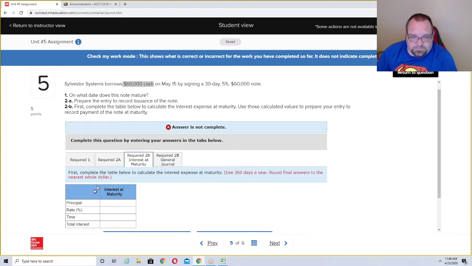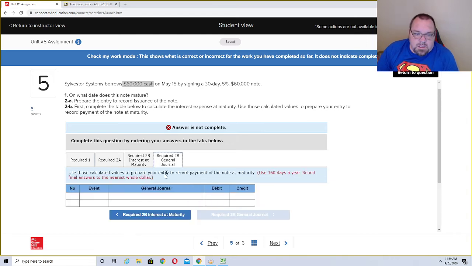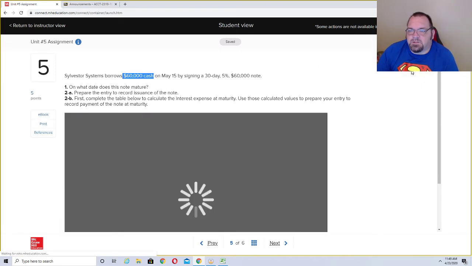Figure out that. You can figure out the maturity date by doing some date math in Excel. And how are you going to do the last entry? We did something similar to that in the homework. You can figure it out. All right. Return to the question.